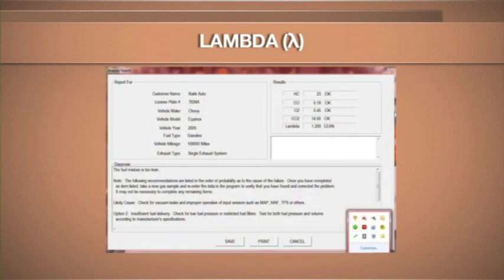This is a screenshot of the Ansed calculator, which will be used to identify faults in a system. What we do is we put in the gas readings that we have, and the lambda calculator will come up with a direct determination of what may be wrong with the car.